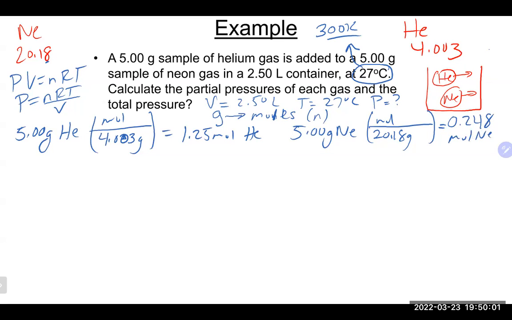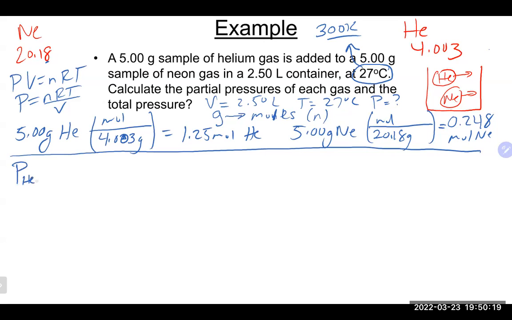So we basically now have the moles. We converted our temperature into Kelvin. Our volume is okay for the ideal gas law because it's in liters, so we're good on that. So basically, we're just going to do 2 separate calculations, one for helium and one for neon. So we'll start with helium.